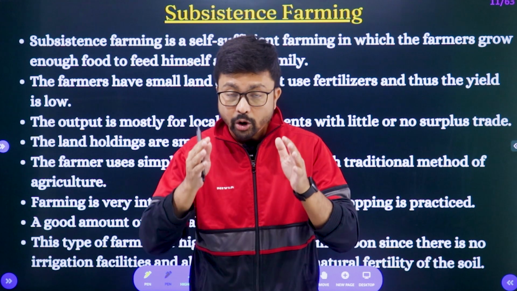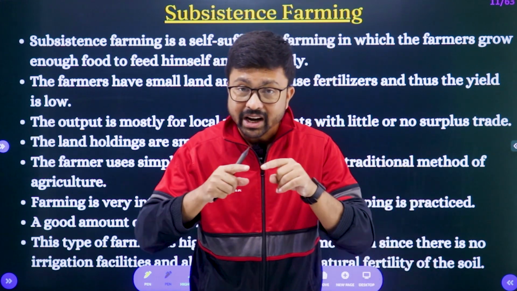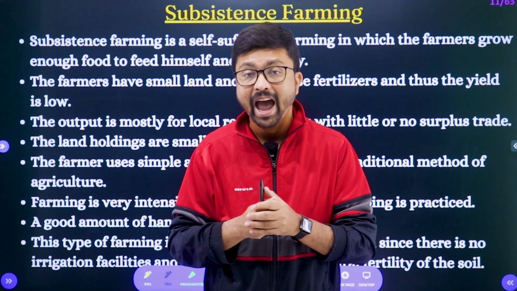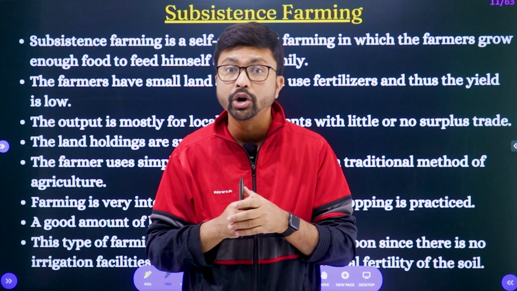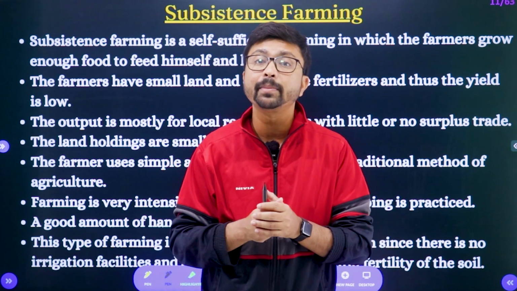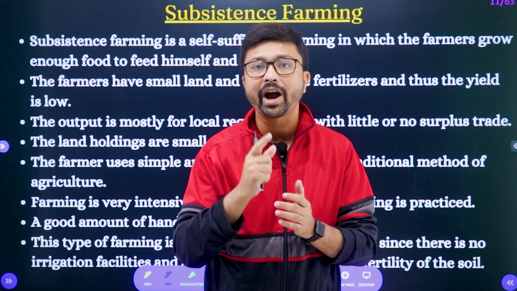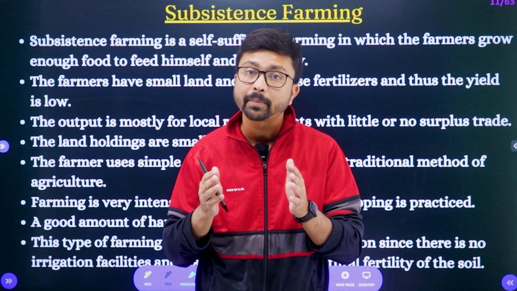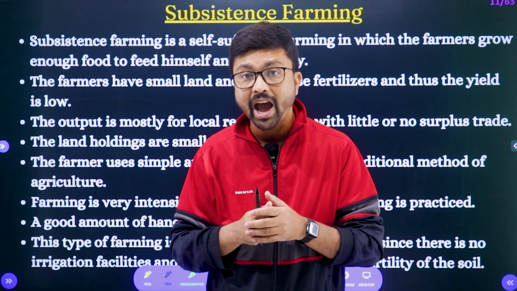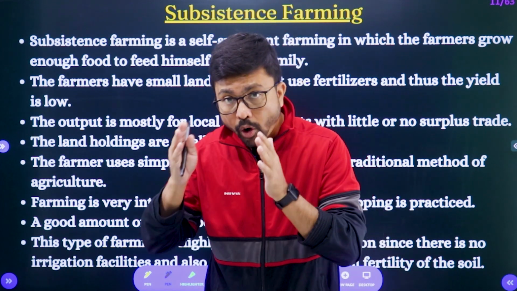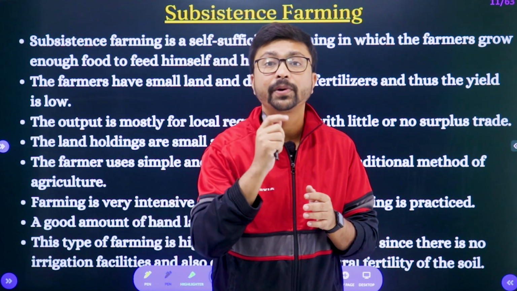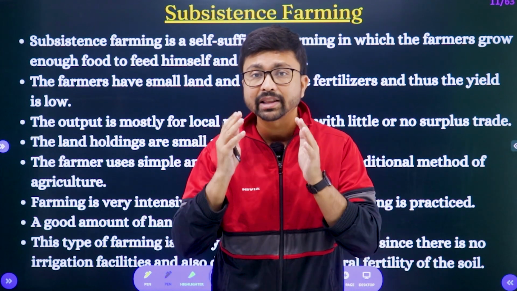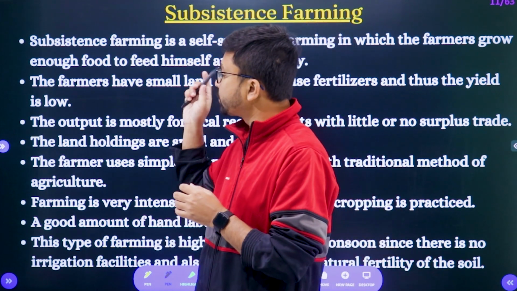Here what they will do is settle in one place, and they will develop a small agricultural land along with their houses. In the agricultural farm, they will cultivate different types of crops that they require throughout the year for surviving. So as per the season, they will cultivate different types of crops in the same agricultural land. And remember one thing, the whole agricultural activity is done just to feed themselves. So the main intention is to feed themselves. That's why this is called subsistence farming.